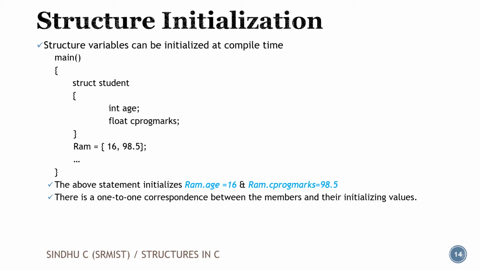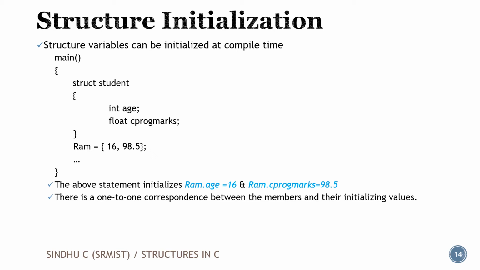Structure initialization. Structure variables can be initialized at compile time. So here in this example, inside the main function, we are creating the structure definition along with the structure declaration. Here the variable Ram is assigned two values, 16 and 98.5. This automatically assigns ram.age equal to 16 and ram.c programming marks as 98.5.